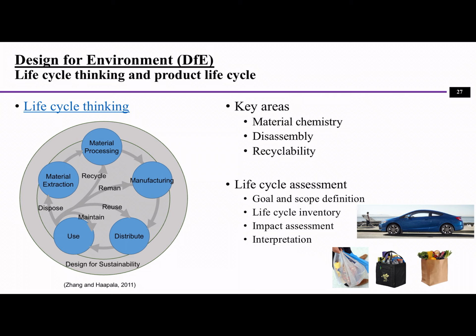All right, so the key areas for design for environment include materials chemistry, for example, because the materials are the main source of physical components for the emissions, right?